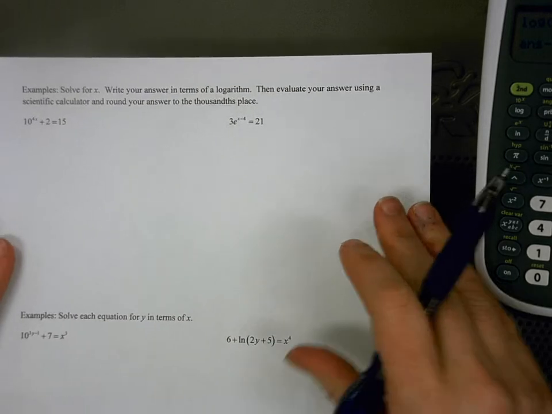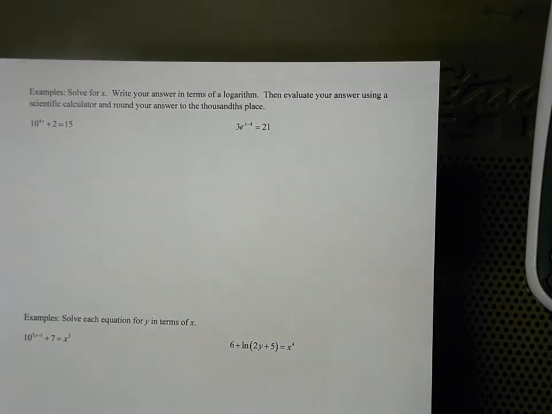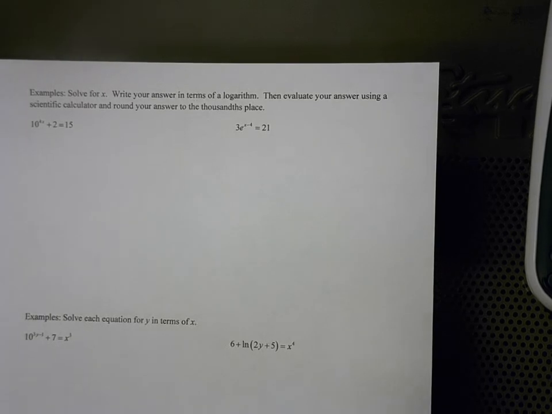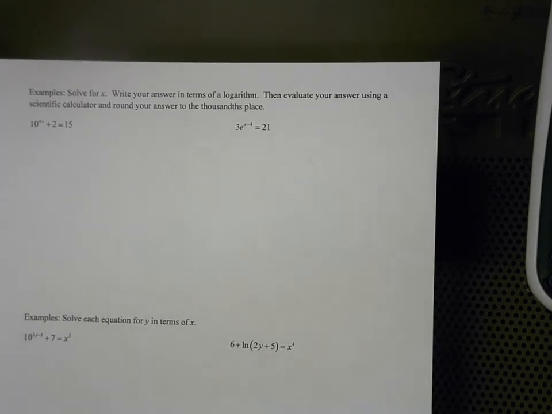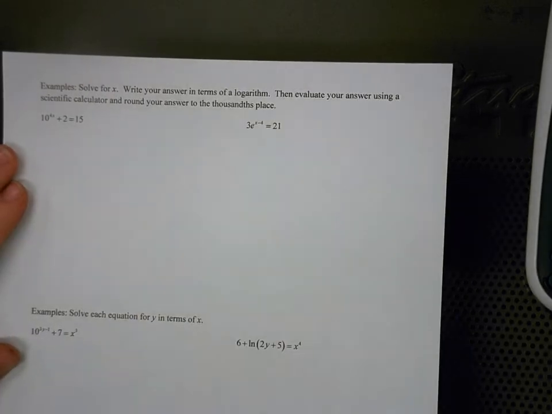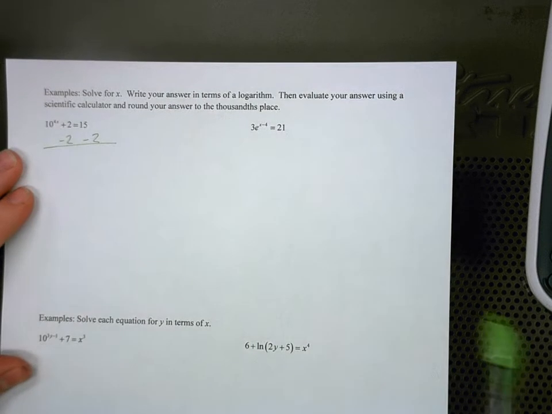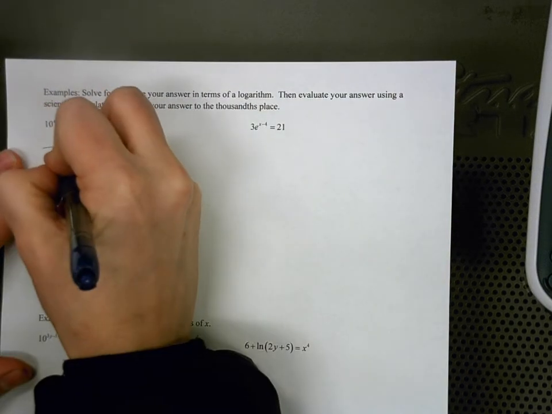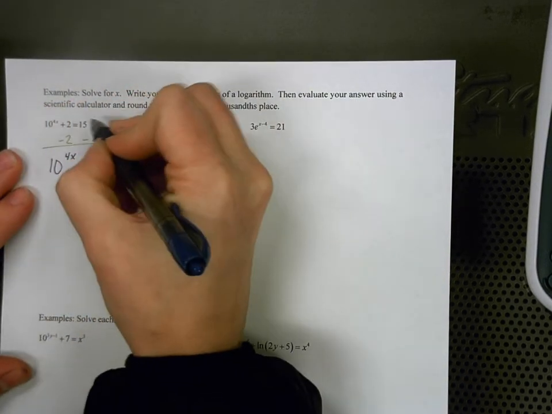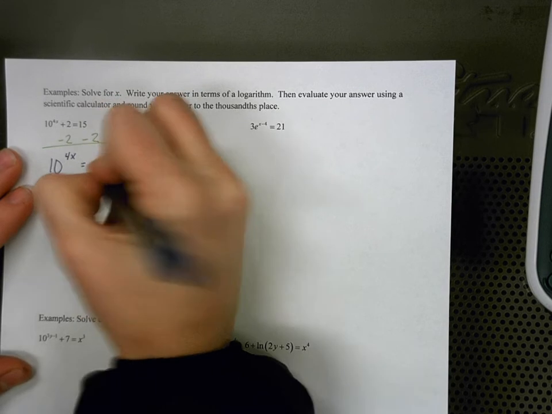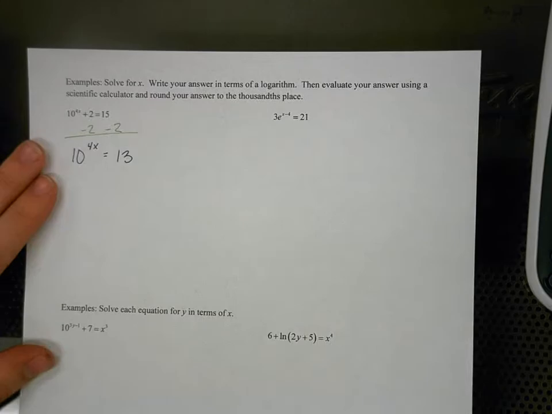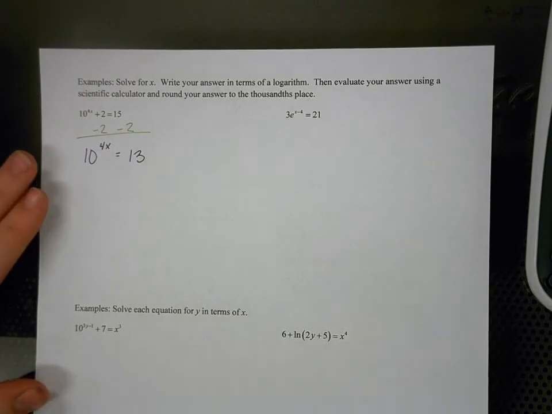Solve for x. Write your answer in terms of a logarithm. Then evaluate your answer using a scientific calculator and round to the thousandths place. So same thing as the other side. Remember, we're going to get rid of anything that's extra. All we want on the left-hand side is our base raised to the exponent. 15 minus 2 is 13. So all I did was subtract 2 from each side there. We're going to change to logarithm form.